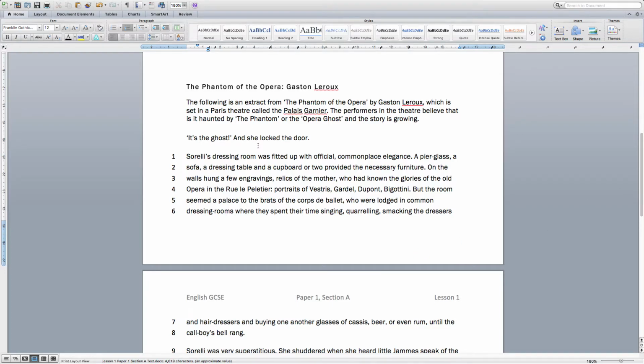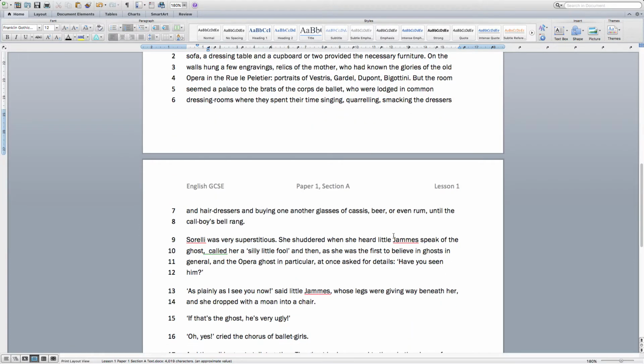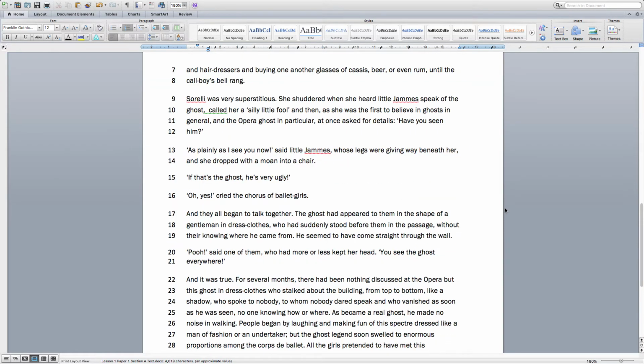It's the ghost, and she locked the door. Sorelli's dressing room was fitted up with official commonplace elegance. A pier glass, a sofa, a dressing table, and a cupboard or two provided the necessary furniture. On the walls hung a few engravings, relics of the mother who had known the glories of the old opera in the Rue de la Pelletier, portraits of Vestris, Gardel, Dupont, Bignotti. But the room seemed a palace to the brats of the corps de ballet, who were lodged in common dressing rooms where they spent their time singing, quarrelling, smacking the dressers and hairdressers, and buying one another glasses of cassis, beer, or even rum until the call boy's bell rang.